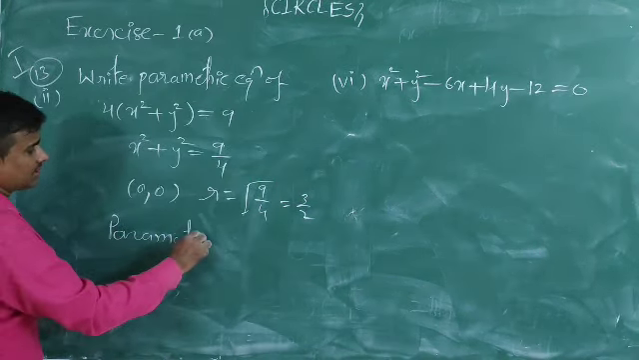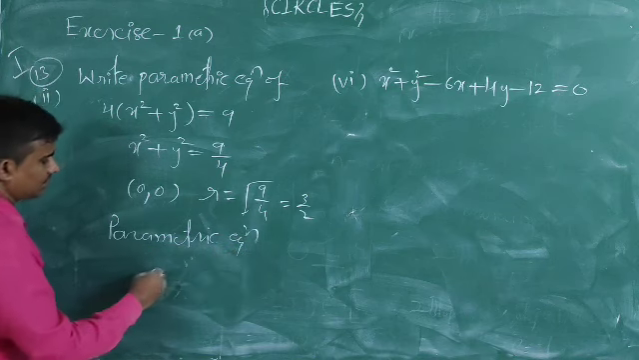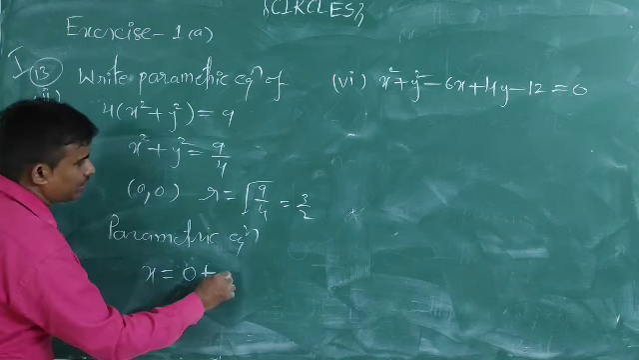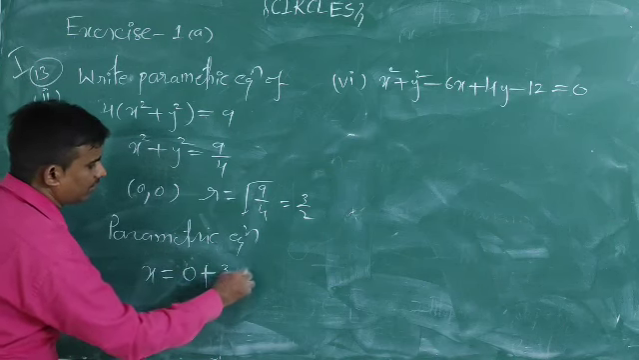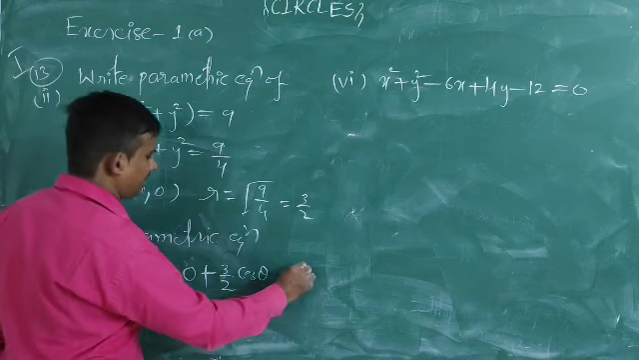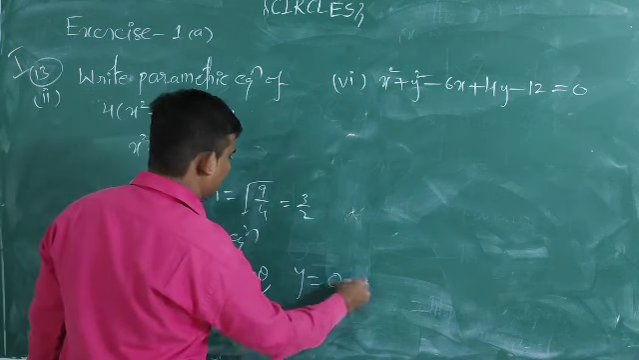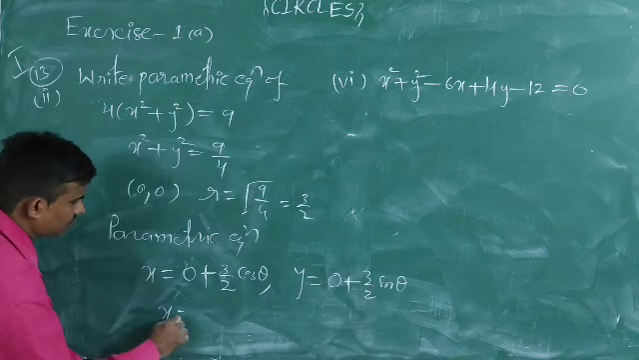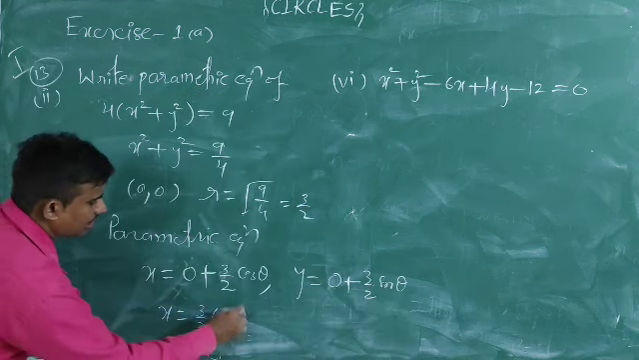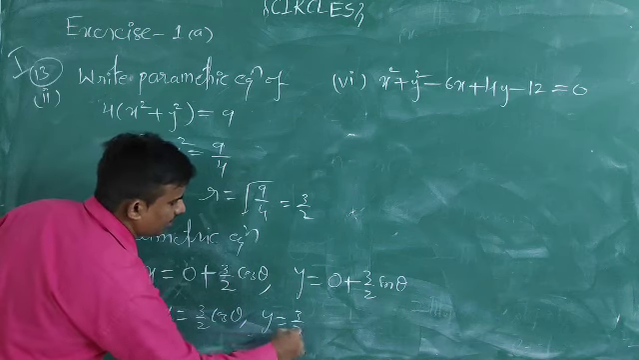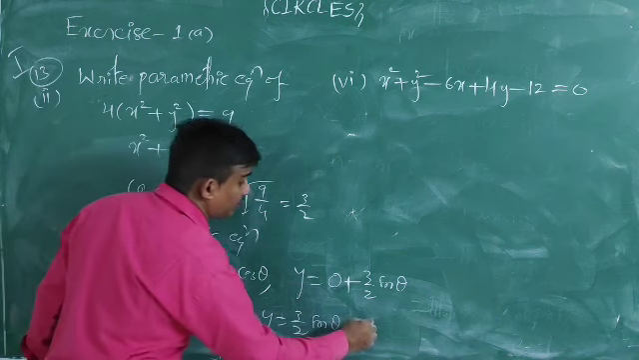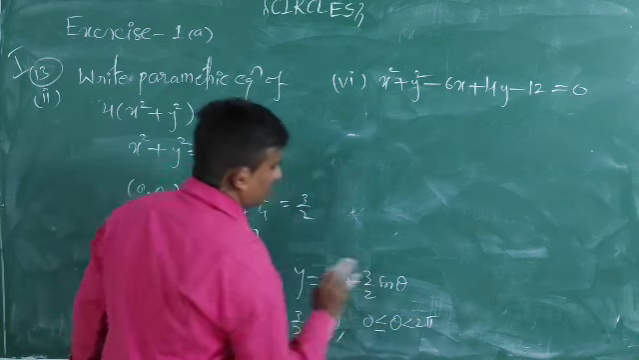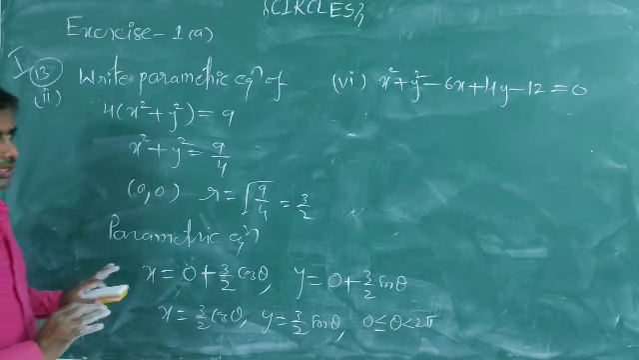What are the parametric equations of the circle? Parametric equations of a circle are x equals h plus r cos theta, with h comma k being 0, and r being 3 by 2, into cos theta. We don't know theta. And y equals k plus r sin theta. From that, x equals 3 by 2 cos theta and y equals 3 by 2 sin theta, where we must write that theta is the parameter, 0 less than or equal to theta less than 2 pi. This is the conclusion of this question.